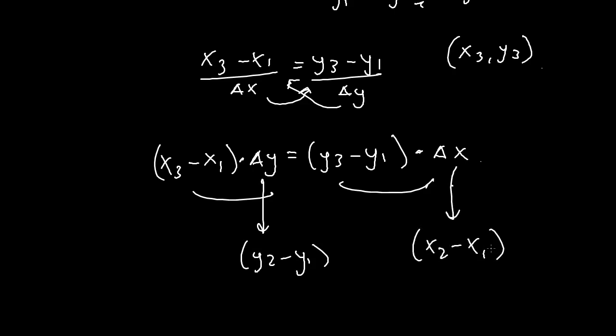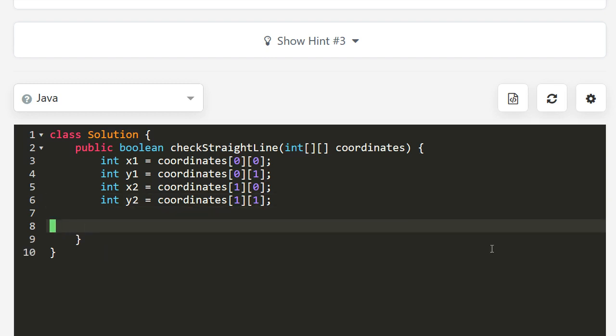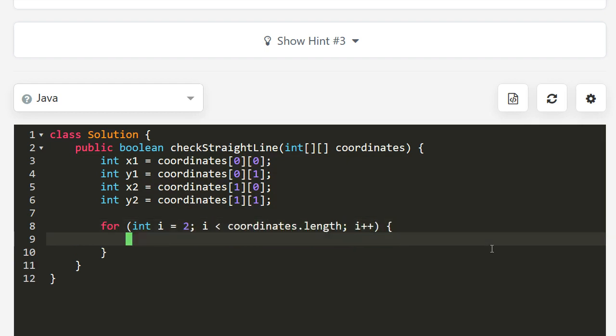Okay, so now we read the rest of our coordinates. We'll start from the third, since we already read the first two. So i less than coordinates dot length. And now we have our int x equal to coordinates at the ith coordinate of 0, and y.